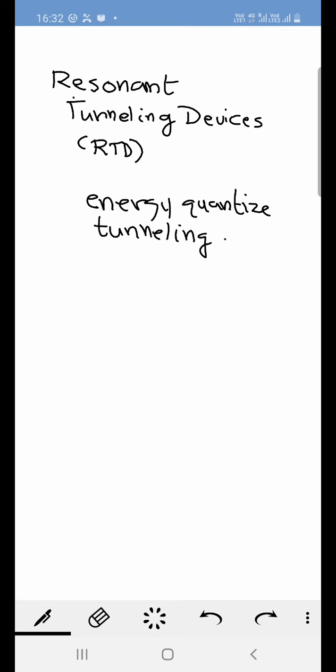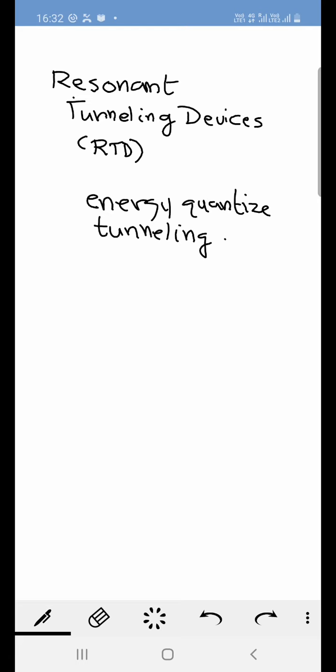Now, although resonant tunneling devices were not the first category of solid-state non-electronic device, we explain their operation in detail first because it illustrates energy quantization and tunneling in the simplest form. So, energy quantization and tunneling in the simplest form are explained in these devices.